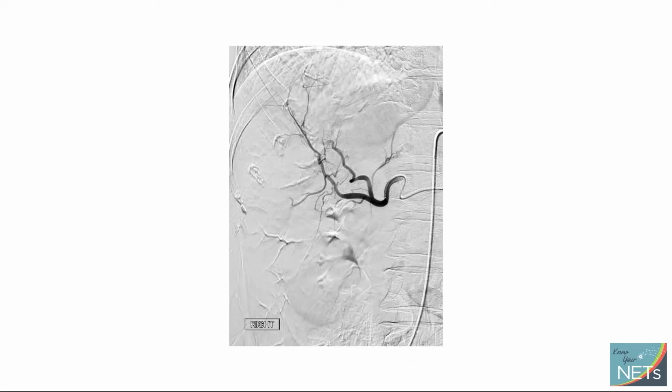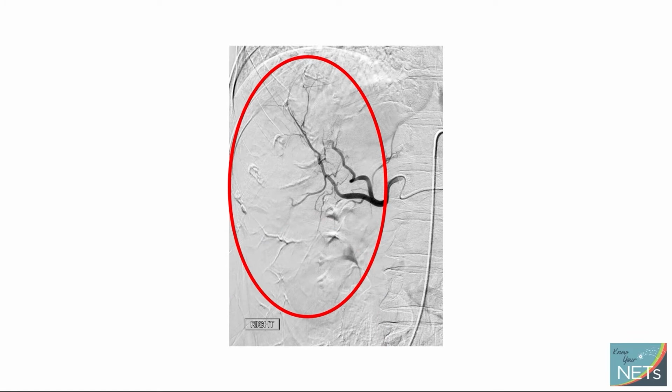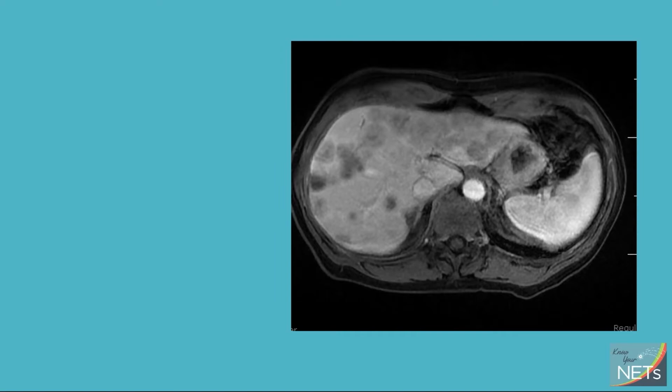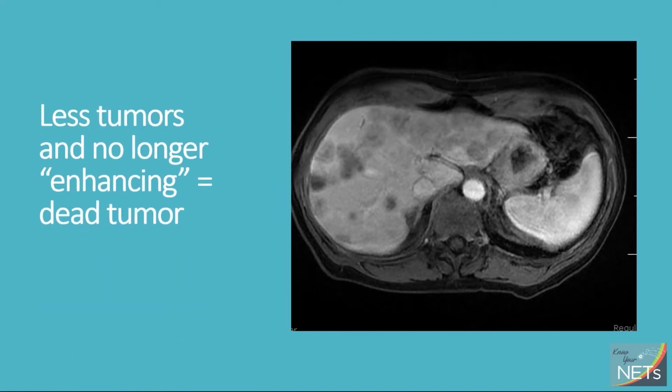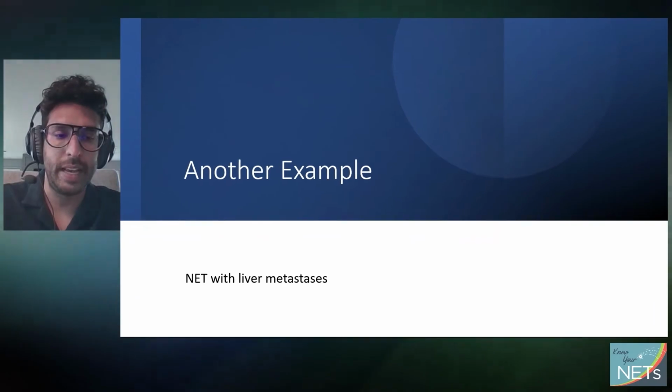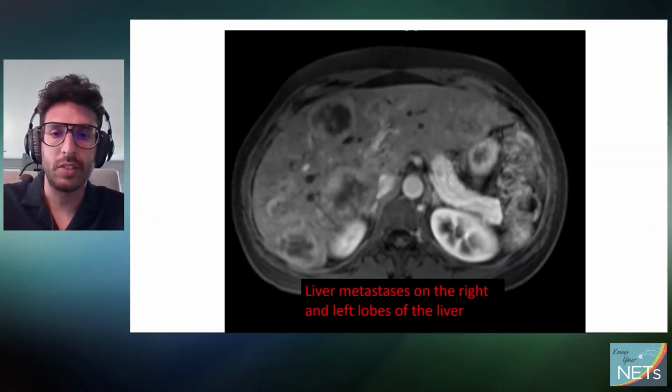And then this is what it looks like afterwards. We inject a bunch of beads, and you can see now all that dense tumor blush staining is gone. That's what we're aiming to do. We're trying to preserve the blood flow to the liver, but take out all the blood supply to those tumors. And this is the follow-up. You see fewer tumors, and you don't see that they're enhancing anymore. So that's compatible with dead tumors. Some of the tumors disappeared, and some of them are completely dead, just kind of rotting there.